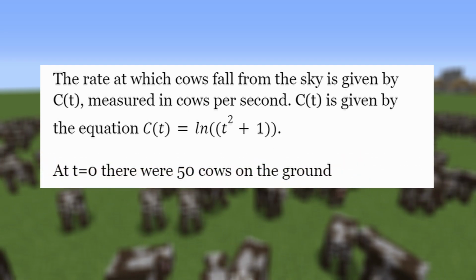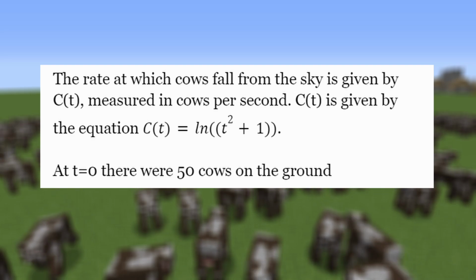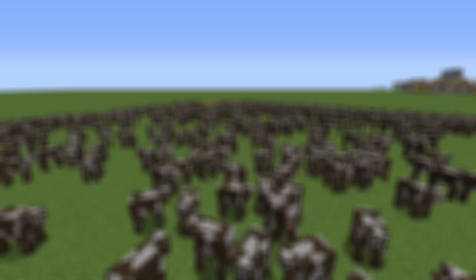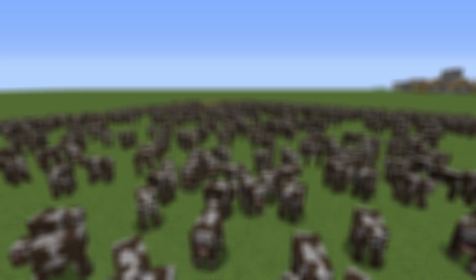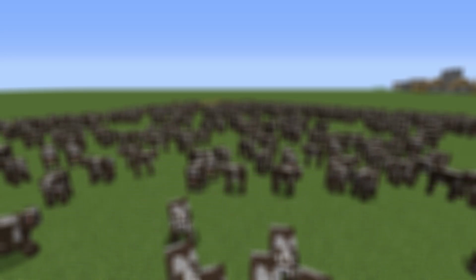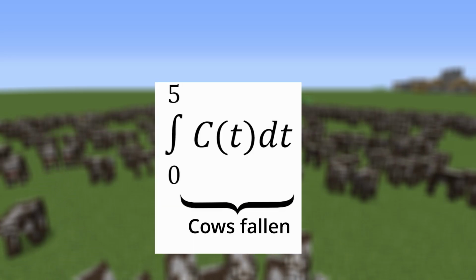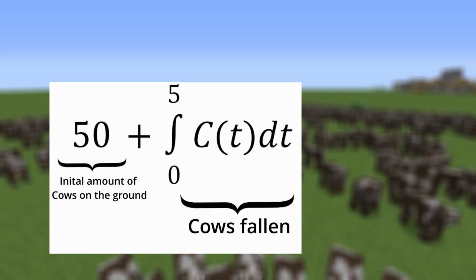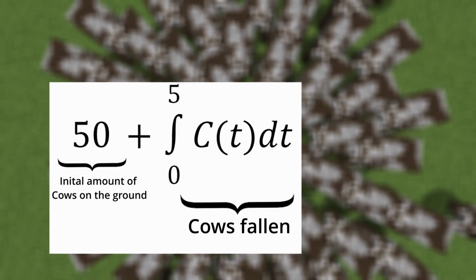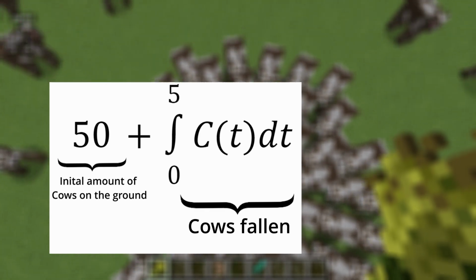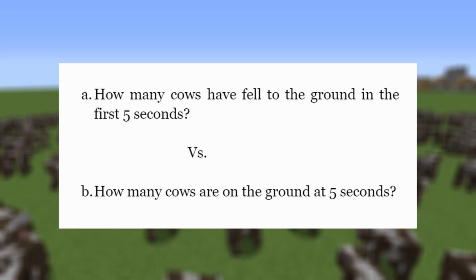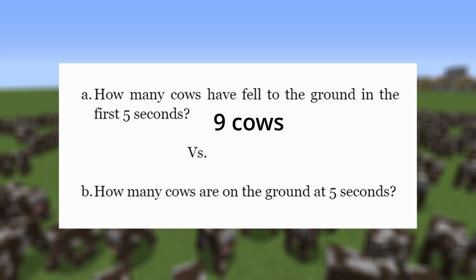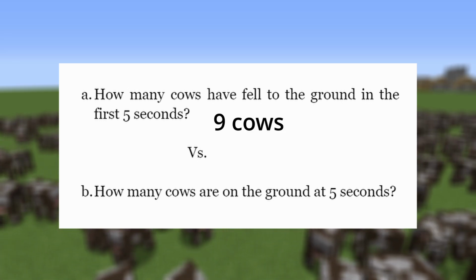This would change your answer by a lot, since now we would have to consider the initial condition that the problem has given us. So now not only do we have to consider the amount of cows that have fallen, we also have to consider the amount of cows that are already on the ground. We would do this by adding our initial condition to the integral of our rate of cows that are falling on the ground. So now it would be 50 plus our integral from 0 seconds to 5 seconds of our rate. So now going back to the 2 types of questions, for the first question, the answer would be 9 cows. However, for the second question, the answer would be 59 cows.